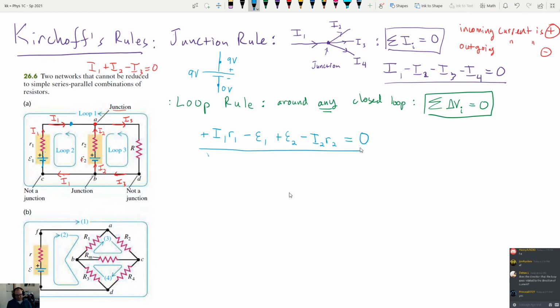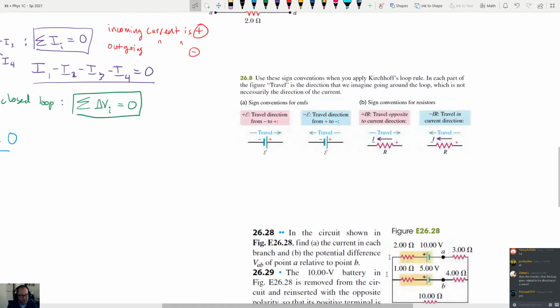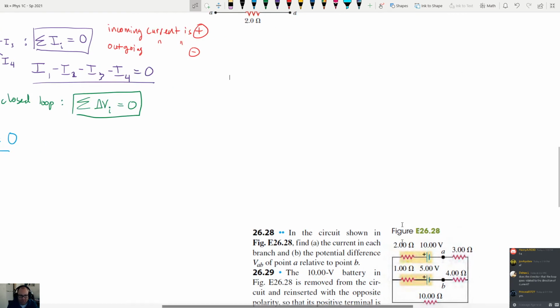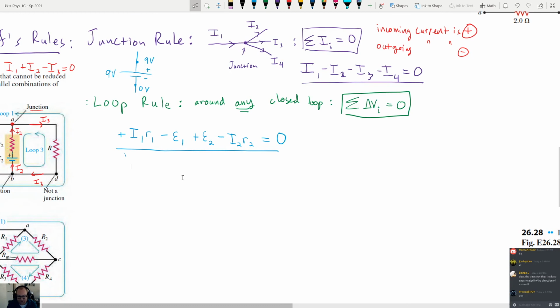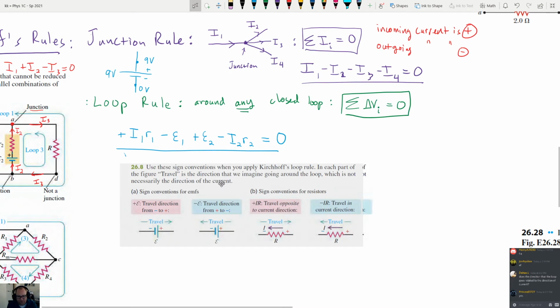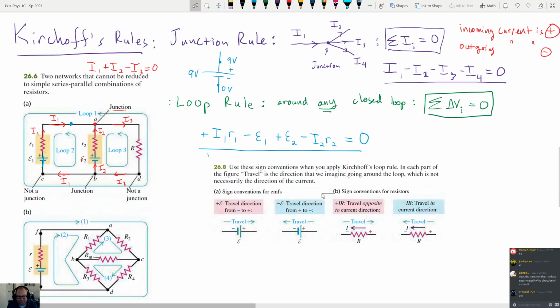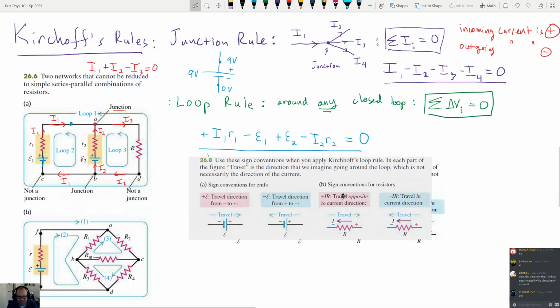Okay, so I tried to explain where those numbers came from, and I don't know if anybody followed any of what I just said, but I'm going to keep repeating some of those ideas as we go through this. This is a set of all of the conventions that you need to know to do this. Okay, there are basically 4 possibilities. You have sign conventions for EMFs.